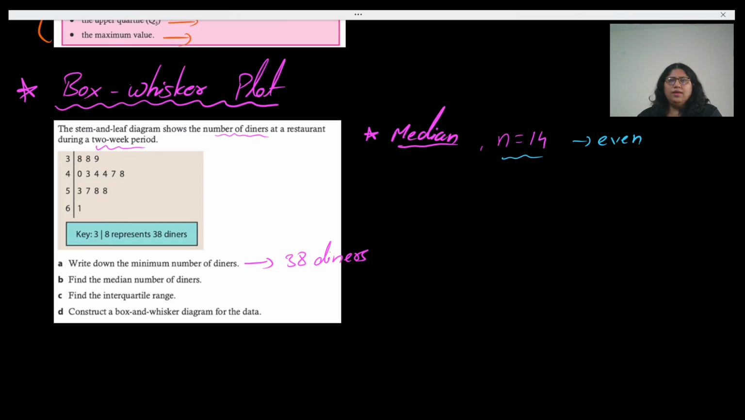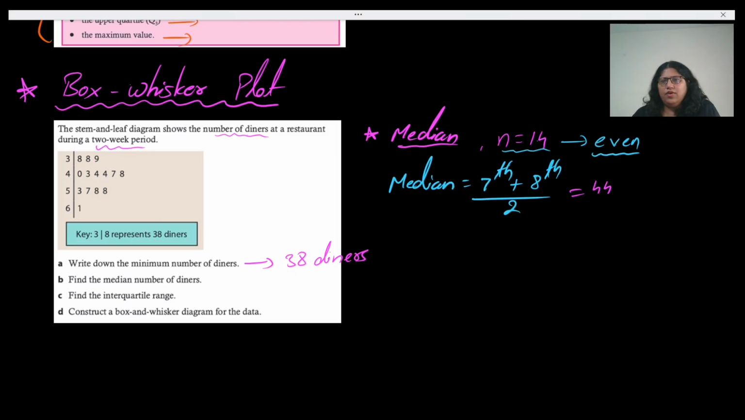So how do we do it here? Now n is 14, so the median is going to be equal to the n by 2th term. So 14 by 2 is the 7th term, plus the next term. You can just remember that you get the mid term and then add the next value. So the average of the 7th and 8th terms is going to be your median. Now count here: 1, 2, 3, 4, 5, 6, seventh term. So what is your seventh term? It's 44 plus 47 by 2. Now the median is 45.5 diners, right?